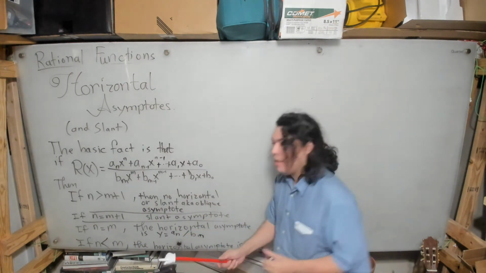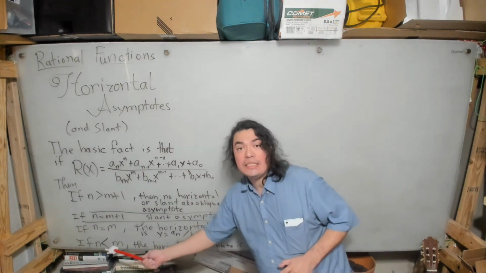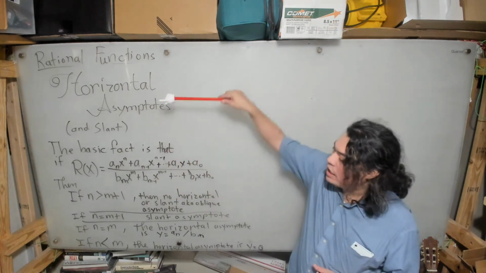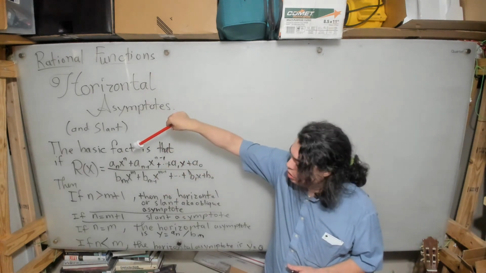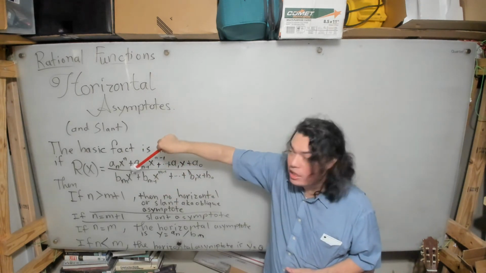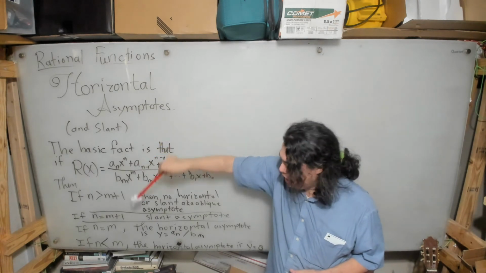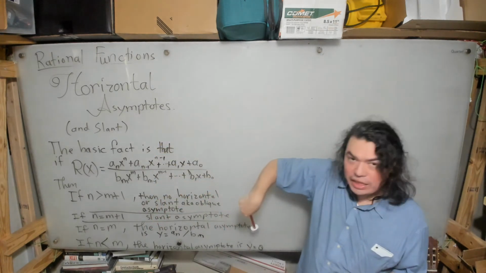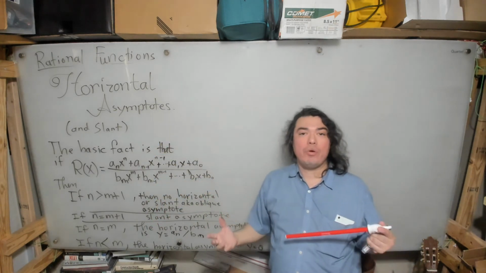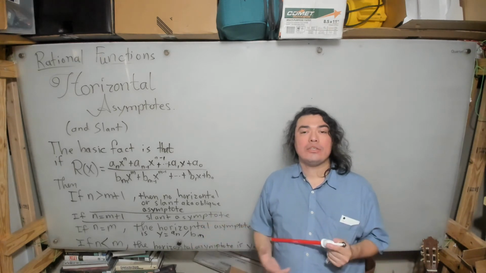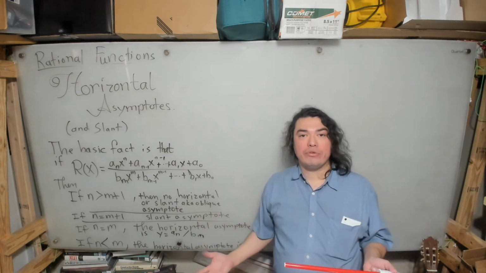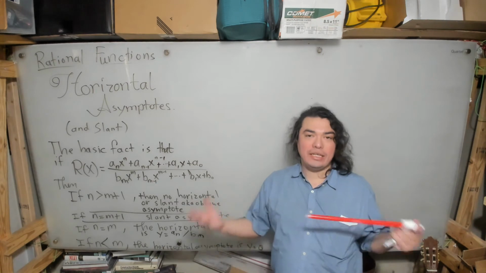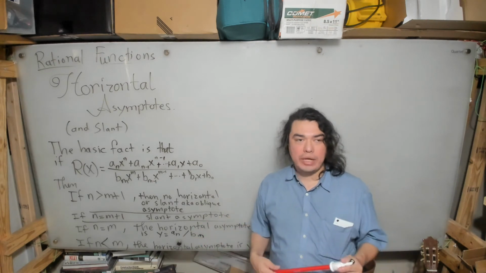Finally, if n is less than m, that is to say, if the degree of the numerator is less than the degree of the denominator, then the horizontal asymptote is, very simply, y equals 0. What is that? That's the horizontal line that goes through the y value 0. What is that? The x-axis. It's another name for the x-axis, okay?